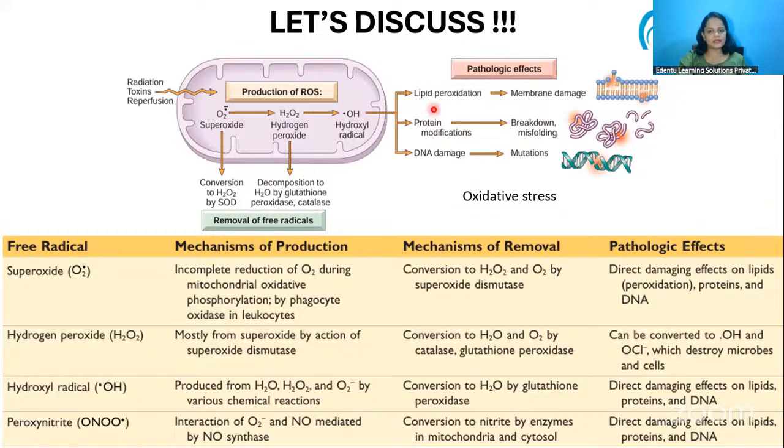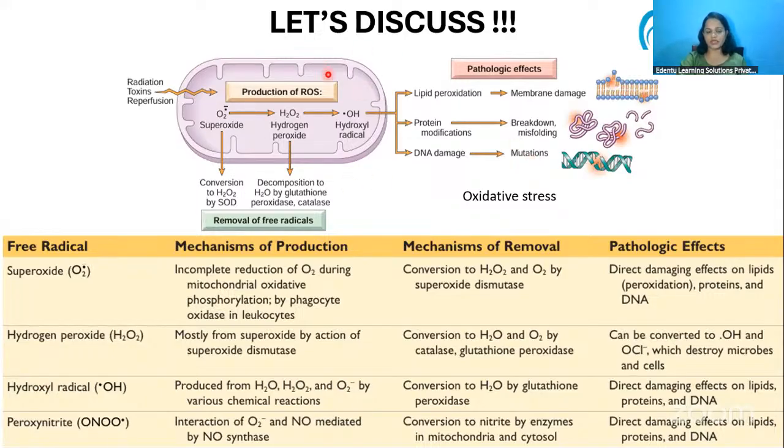It can produce lipid peroxidation that will result in cell membrane damage. Okay, it can affect lipids, proteins, and DNA. In the lipids, it can produce lipid peroxidation, which can result in damage of the cell membrane. In proteins, it can result in the breakdown and misfolding of the proteins. And for DNA, it can even cause mutations.